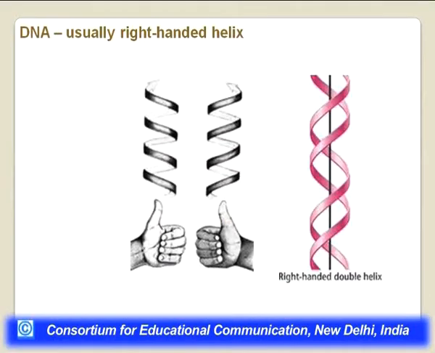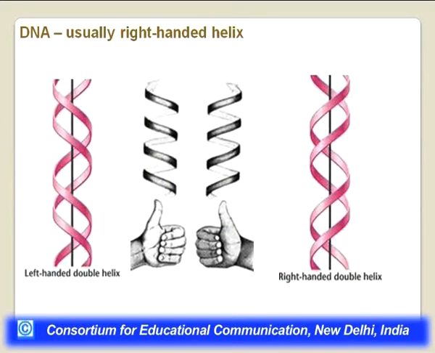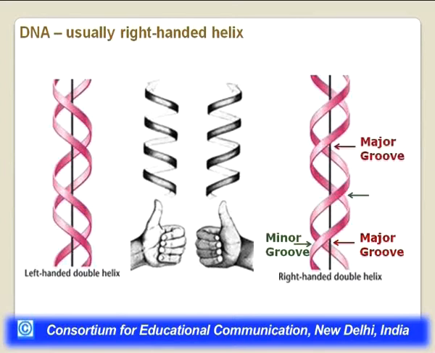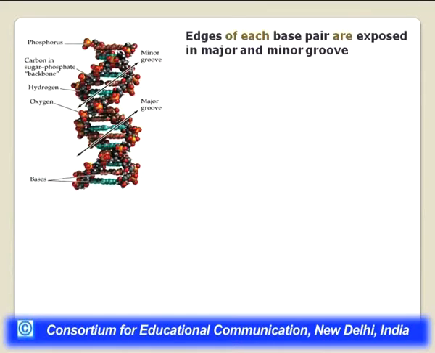So DNA is usually a right-handed helix. A helical structure can be right-handed or left-handed, but DNA is usually right-handed, and as you can see there is an existence of two grooves, the major groove and the minor groove. Alternating major and minor grooves occur because of this right-handed helicity of the DNA. The edges of each base pair are exposed in the major and minor grooves. So the major and minor grooves are the turns where the DNA bases are exposed towards the outside.